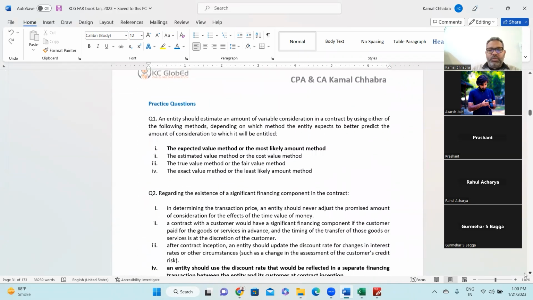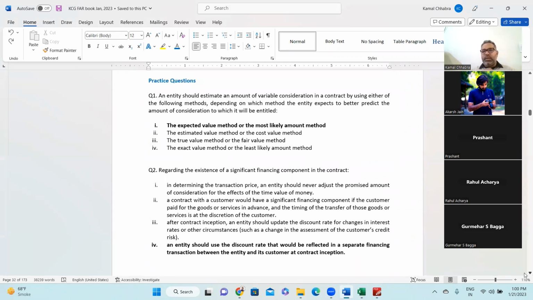Cool. Okay, let's do some examples now on the transaction price side. First question is, an entity should estimate an amount of variable consideration in a contract by using either of the following methods, depending on which method the entity expects to better predict the amount of consideration to which it will be entitled. First one is expected value method or most likely method. Second is expected value method or cost value method. Third is true value method or fair value method. And fourth is expected value method or the least likely method. So which method is acceptable as per standard?